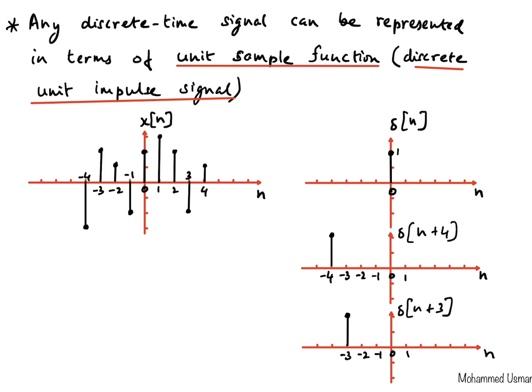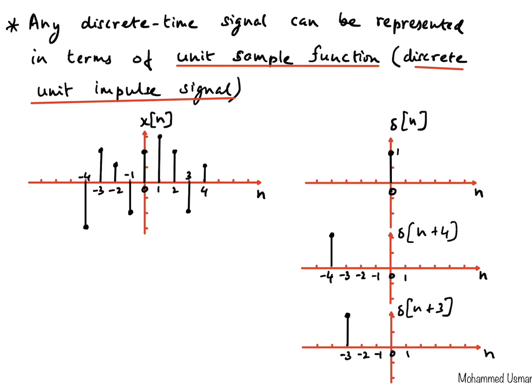So basically what it means is that delta of n is equal to 1 only when n equals 0. Delta of n plus 4 is equal to 1 only when n equals -4. That is, at n equals -4, it has a value of 1. For all other values, it's 0. And delta of n plus 3 likewise has a value of 1 when n is equal to -3. So at -3, it has an impulse of height plus 1.